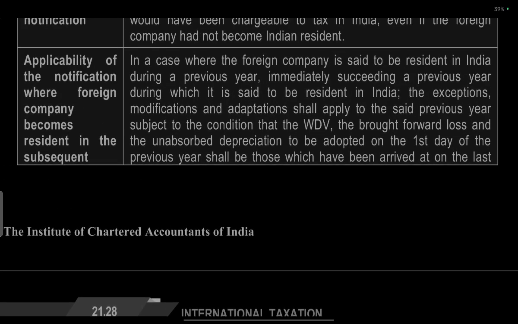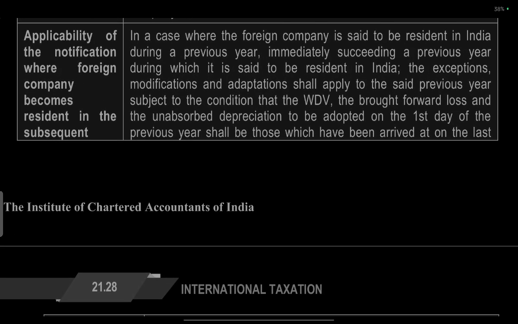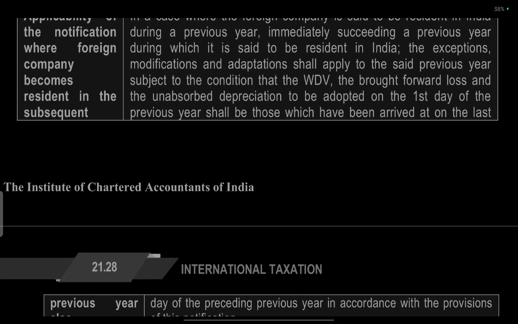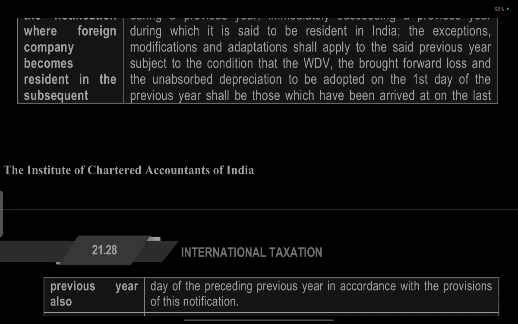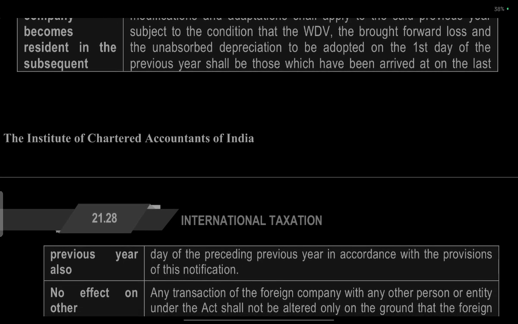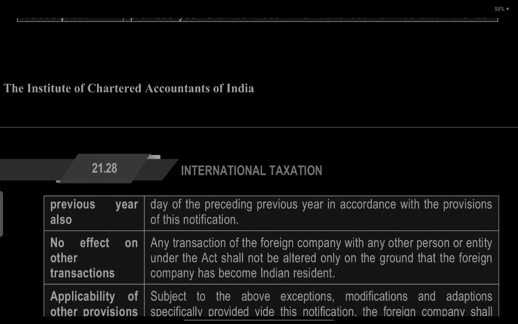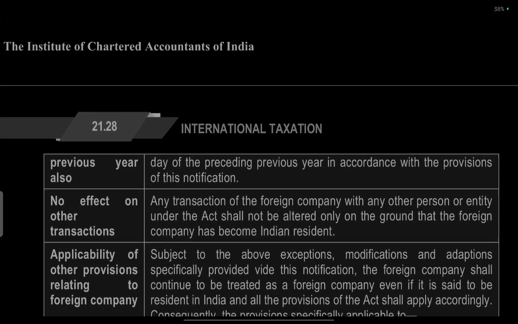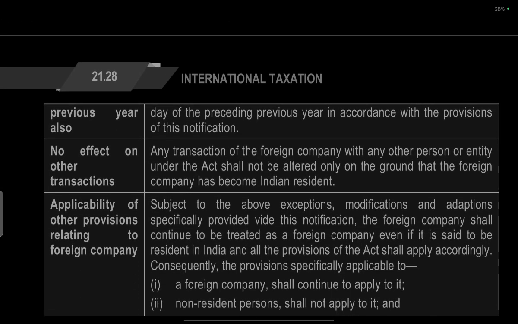Applicability of notification where the foreign company becomes resident in a subsequent previous year. In the case where the foreign company is said to be a resident in India during the previous year immediately succeeding the previous year in which it became resident in India, the exemption, modification, adaptation shall apply to the said previous year subject to the conditions of the notification. The brought forward loss and amount of unabsorbed depreciation is also adopted on the first day of the previous year, in which they have arrived at the last day of the previous year, in accordance with the provisions of the notification.